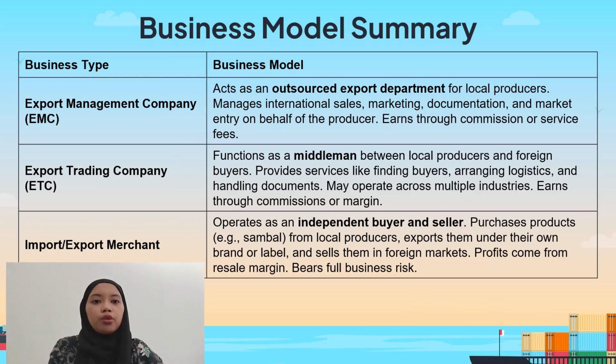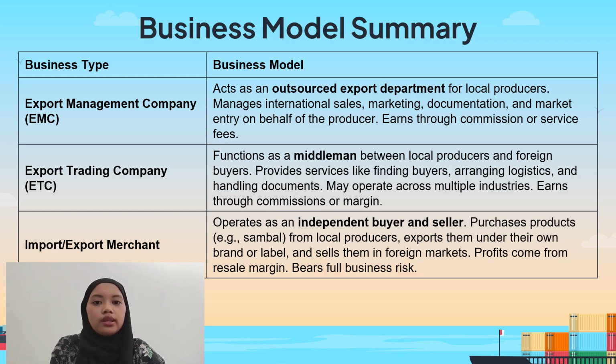So the next one is about business model summary. They have three types of business. The first one, export management company, EMC, export trading company, ETC, and import or export merchants. So their business model for EMC is to act as an outsourced export department for local producer, managing international sales, marketing, documentation, and market entry on behalf of the producer, earning through commissions or service fees. For ETC, they function as middlemen between local producer and foreign buyer, providing service like finding buyers, arranging logistics, and handling documents. This may operate across multiple industries, and they earn through commissions or margins.